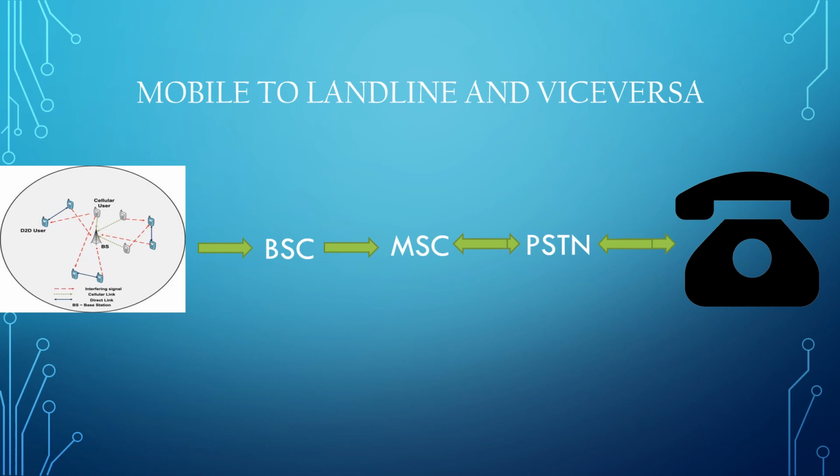The MSC validates the request by checking the MIN with the records of its database. If it is valid, a connection to the called party is made to the PSTN, public switched telephone network. Then the MSC requests the base station to move the mobile phone to an unused voice channel so that the conversation can begin. This is how a call is made from a landline phone to a mobile phone.